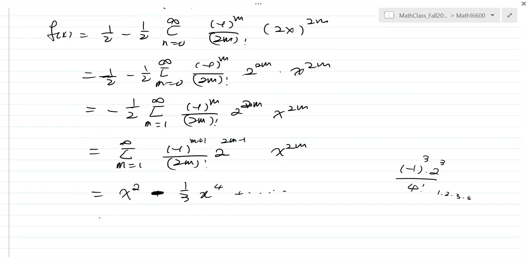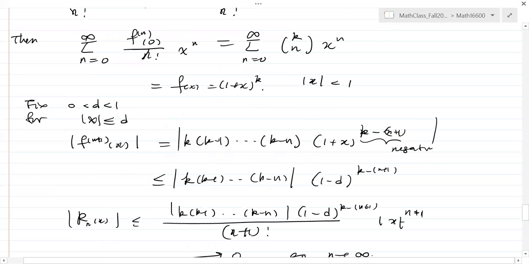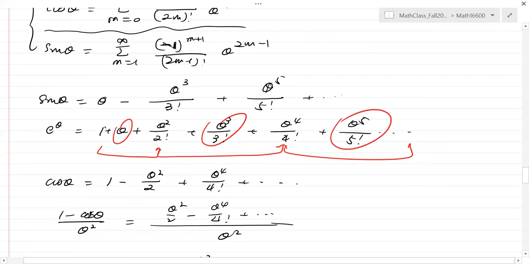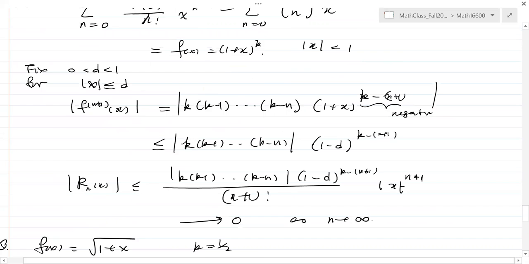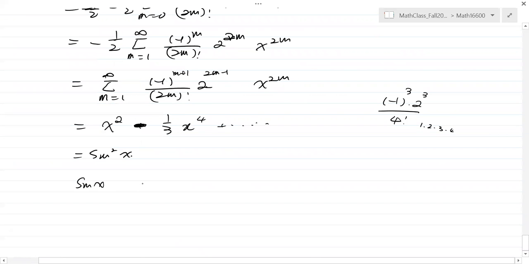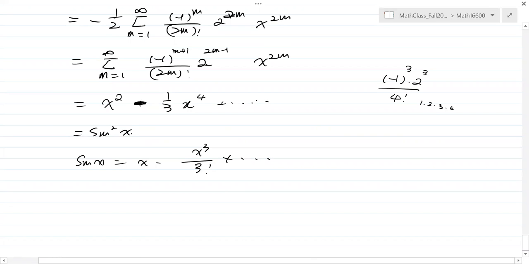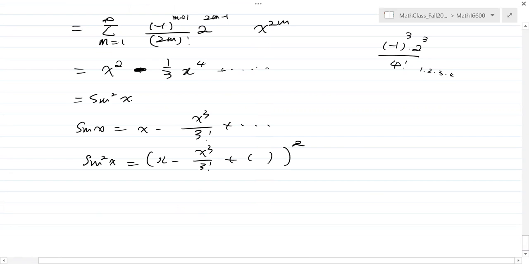But this is going to be sine square x. So sine square x will be less than x squared. If you really want to approximate sine square x, you can use this 2/3. Okay. But the sine x, remember, sine x is going to be x minus 3 factorial x cube, right? I can probably also get the first few terms if I look at sine. Sine square x is going to be x minus x cube over 3 factorial plus higher order. So I think I can quickly get those two terms, right?